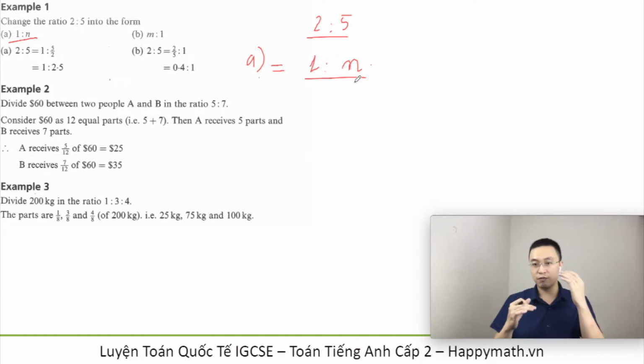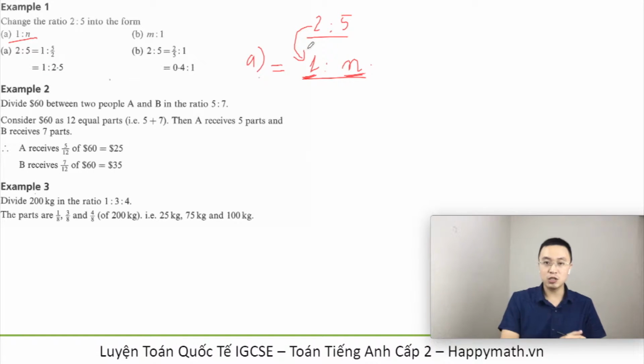Compare the first number and the second number. In the first ratio, the first number is 2 and the second number is 5. In the second ratio, the first number is 1 and the second number is n. Comparing the first numbers, you have to change 2 into 1. The operation you have to apply for this change is that 2 has to be divided by 2, so you get 1 as the result. So this operation is divided by 2.